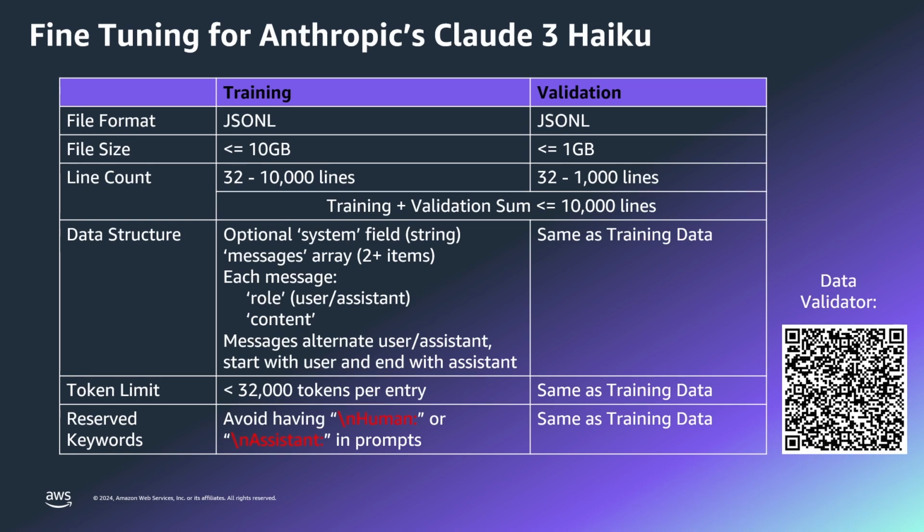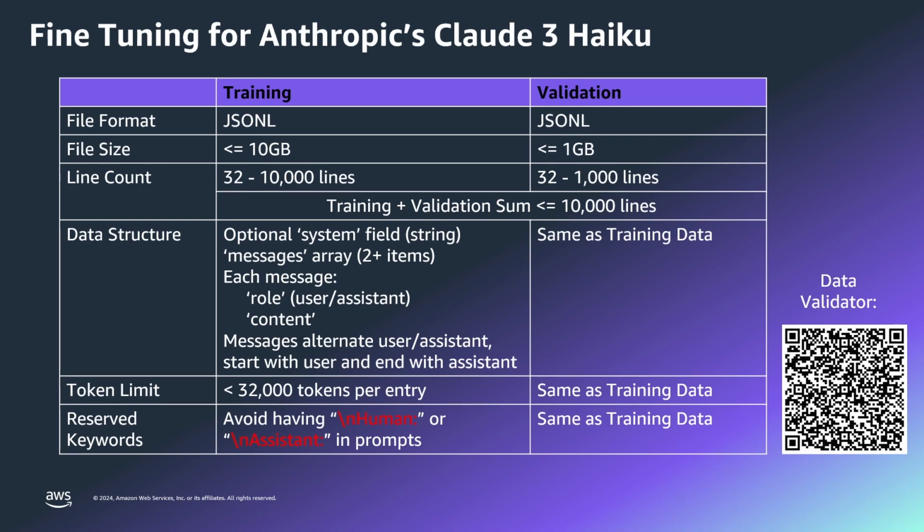As far as the data structure, we follow the messages format, and we have a link to that format in the QR code to the right. But the main thing is that you have this user and assistant alternation between the model and the user. So rather than having all the data on a single line, you still have that single line, but the user content is separated from the assistant content, and they have those flags of user and assistant.